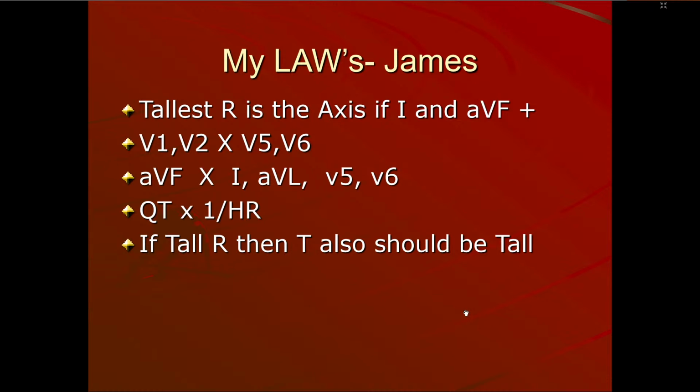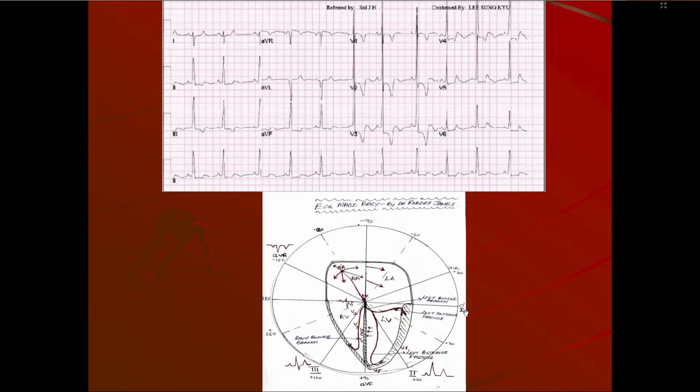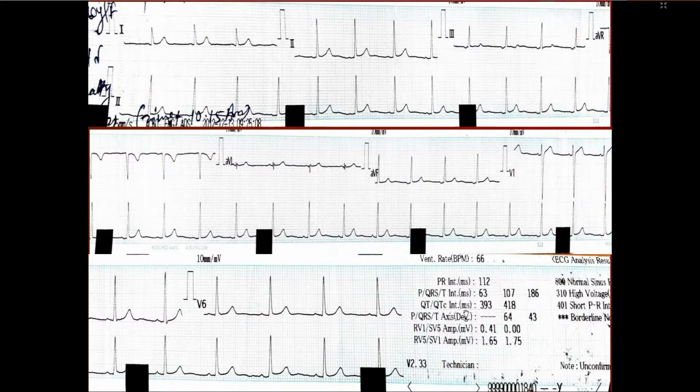And QT is inversely proportional to heart rate. If heart rate is more, QT is less. So you will see it in hypocalcemia, quinidine toxicity and things like that. And if R is tall, T has to be tall. So these are some observations, and keep them in the back of your mind. Whenever you read the ECG and calculate the axis, you should remember these things. Now find the axis in the next ECG. Let us find the axis.